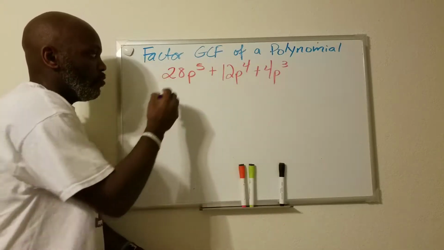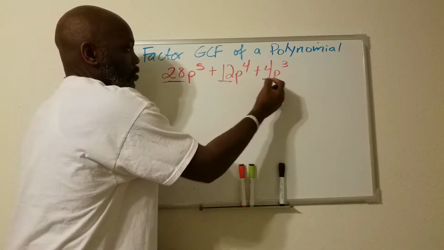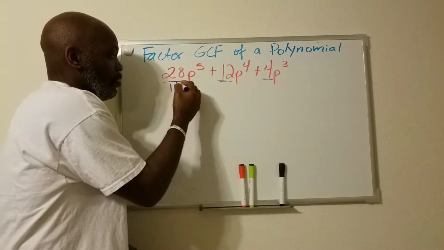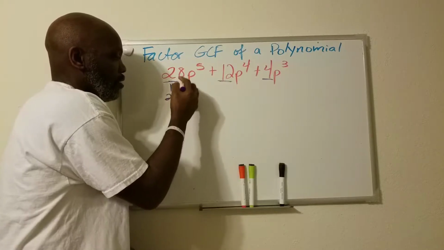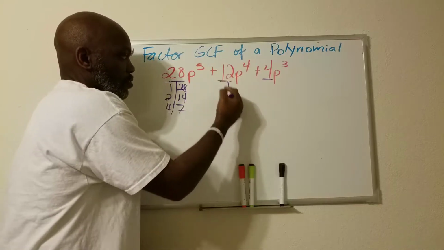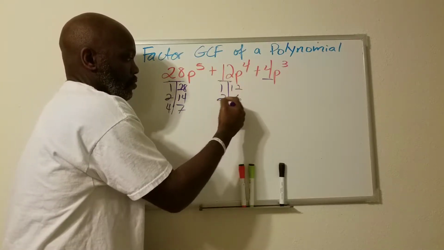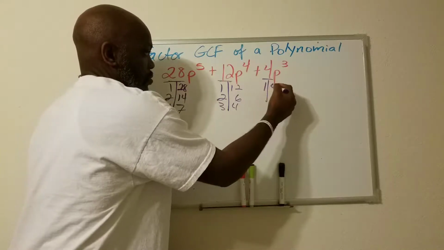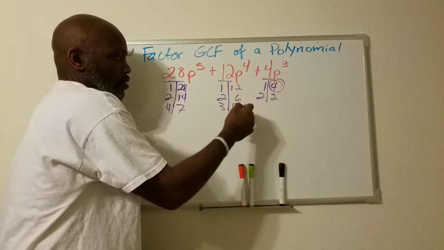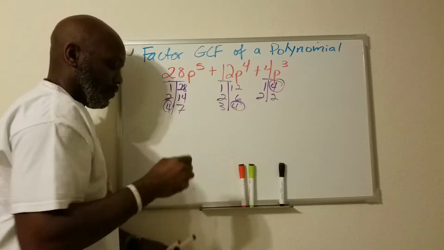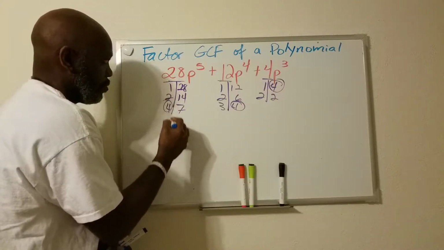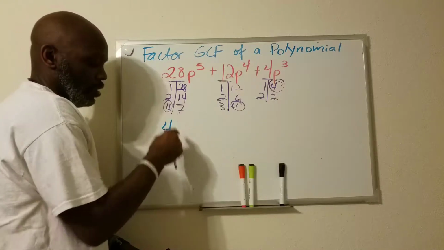They're being added together. We're going to look at the coefficients first. We're going to find out what the greatest common factor is. And if you don't remember how to do that, you can just break it down by the factors of those numbers. Okay, and as you can see, the greatest common factor of the coefficients is going to be 4. So we're going to reduce all by 4.